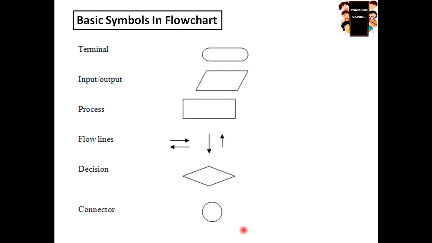The next important symbol is the decision symbol. See, every program is not like a freely flowing river. There may be different sorts of conditions arising in a program. So in order to express the conditions or the control structures, we definitely need the help of this symbol named decision. And the next one is the connector, which is used to connect different symbols or different structures or different sub-processes. So these are some of the basic symbols used in the flowchart. There are a lot of symbols used in the flowchart. These are the basic ones.